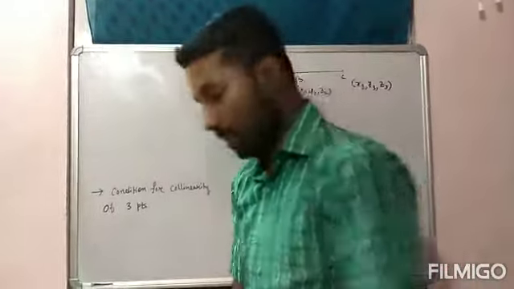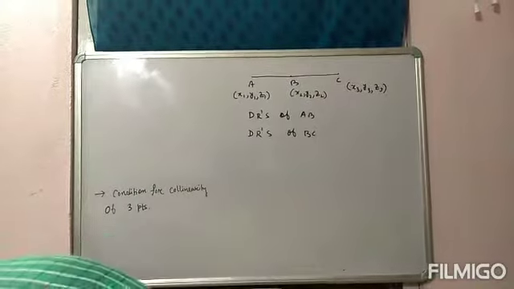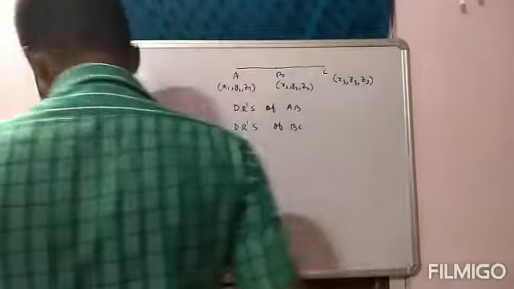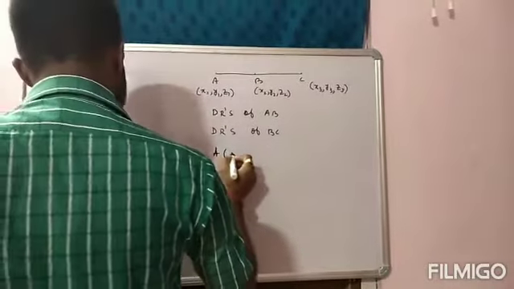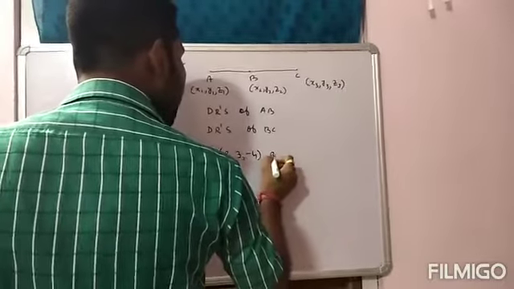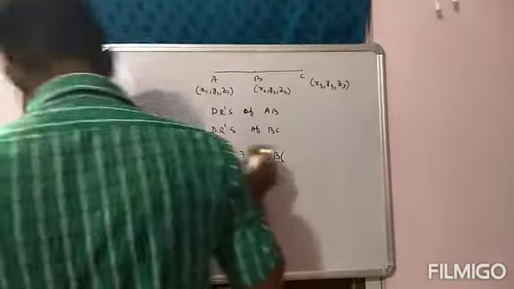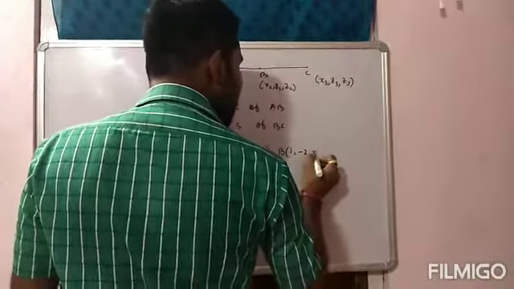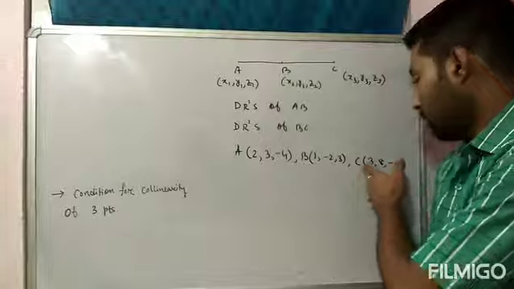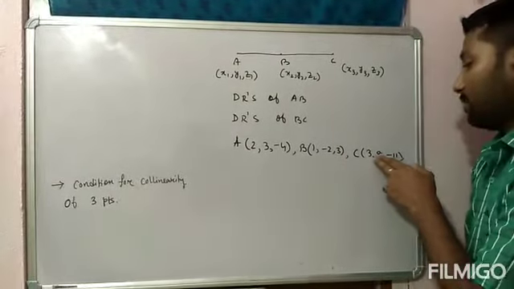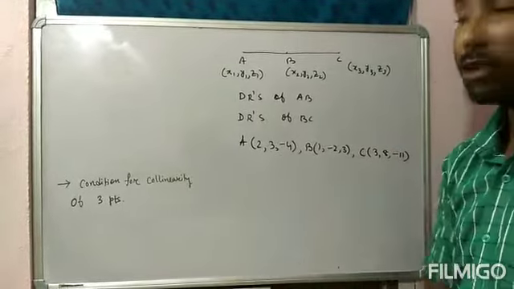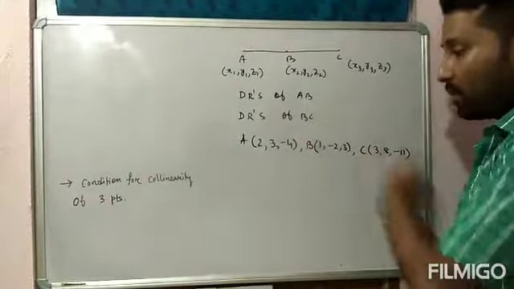Now I will give one example. Let us take one example. Show that the points, say A (2, 3, minus 4), B (1, minus 2, 3), and the coordinates of C be say (3, 8, minus 11). So these 3 points are given. You have to show that the 3 points are collinear.